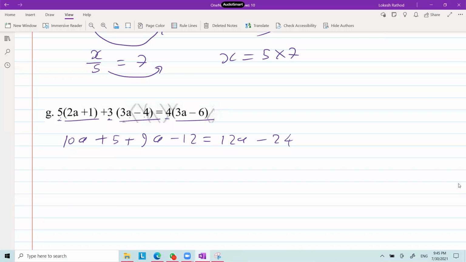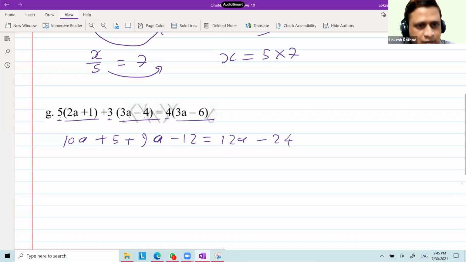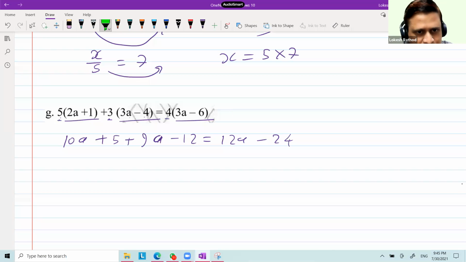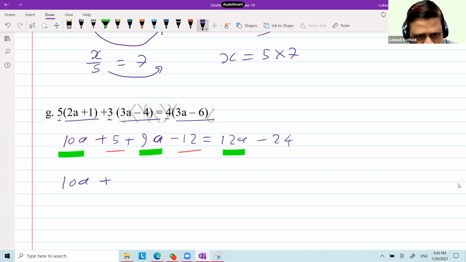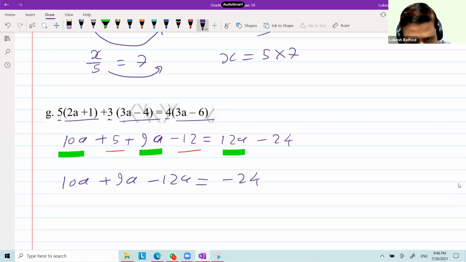Okay. Now we combine all that together. So what are the different A's? A is here, it is here, and it is here. We bring them to the left hand side, and all the numbers to the right hand side. So this is 10A plus 9A minus 12A. 10A and 9A were here only. 12A comes to this side negative, and this minus 24 was here only. Minus 12 goes to that side, plus 12, and 5 goes to that side, minus 5.